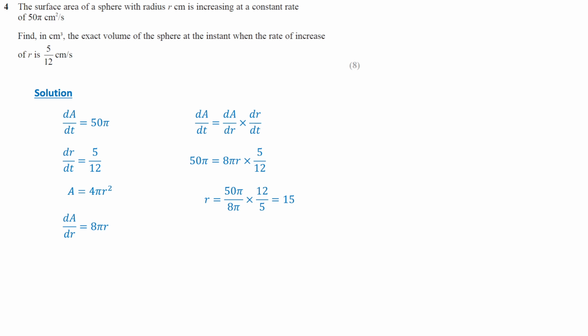The formula for the volume of a sphere, V, is 4 over 3 pi r cubed. Substituting r equals 15 into the formula gives V equals 4,500 pi. Thus, the volume of the sphere is 4,500 pi cubic units.